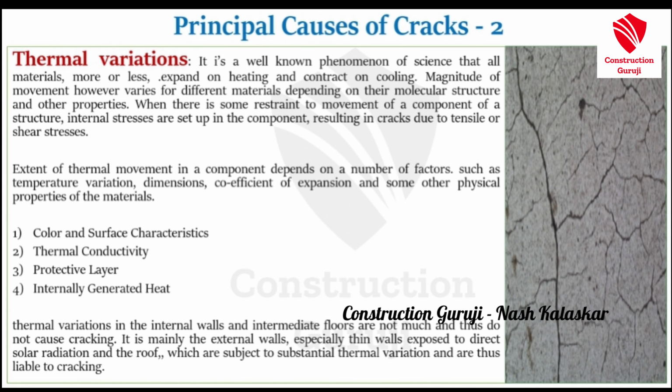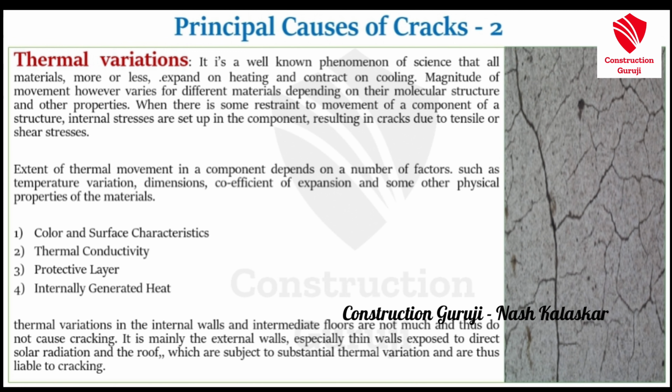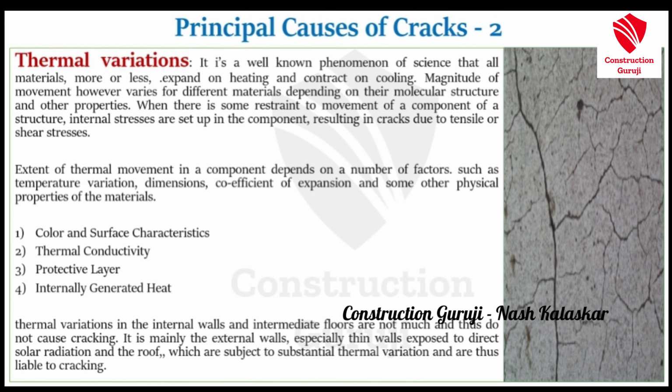Different materials will have different properties, different porosity and different expansion and contraction phenomena. Thermal variation also depends on some of the important properties of the building materials like color, surface characteristics, thermal conductivity, protective layer and internally generated heat. Thermal variation is mostly observed in the external walls of the building where solar radiation is high. How to deal with these thermal cracks we'll discuss in a separate chapter.